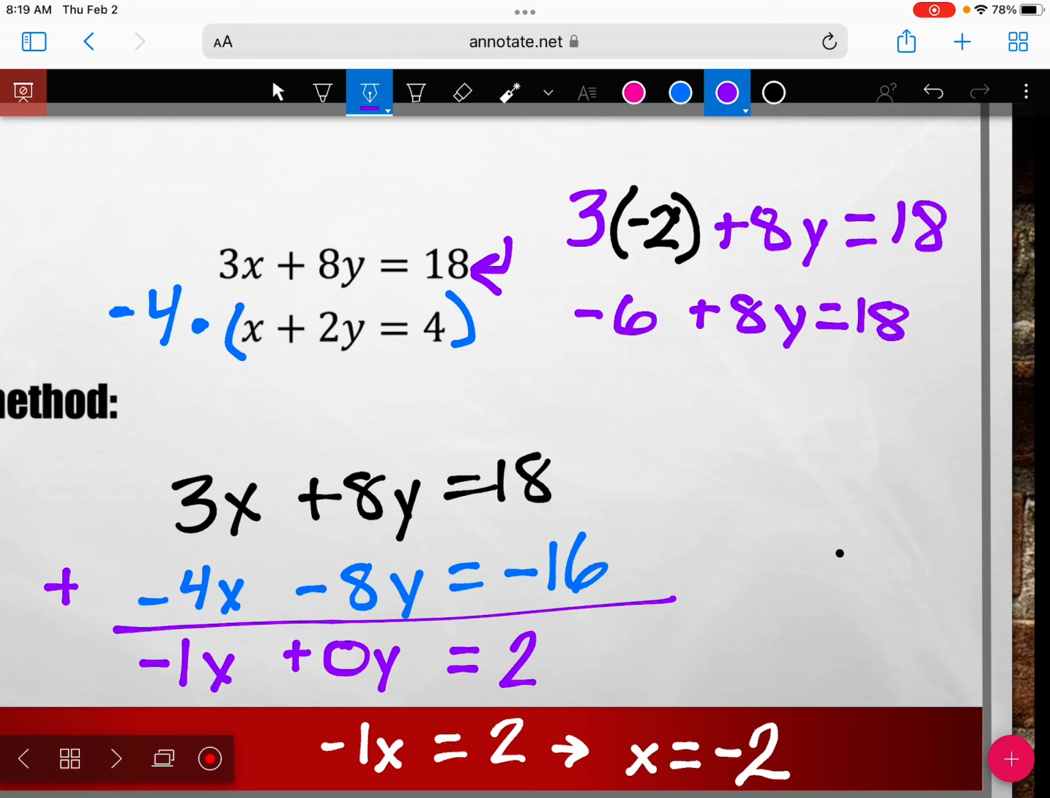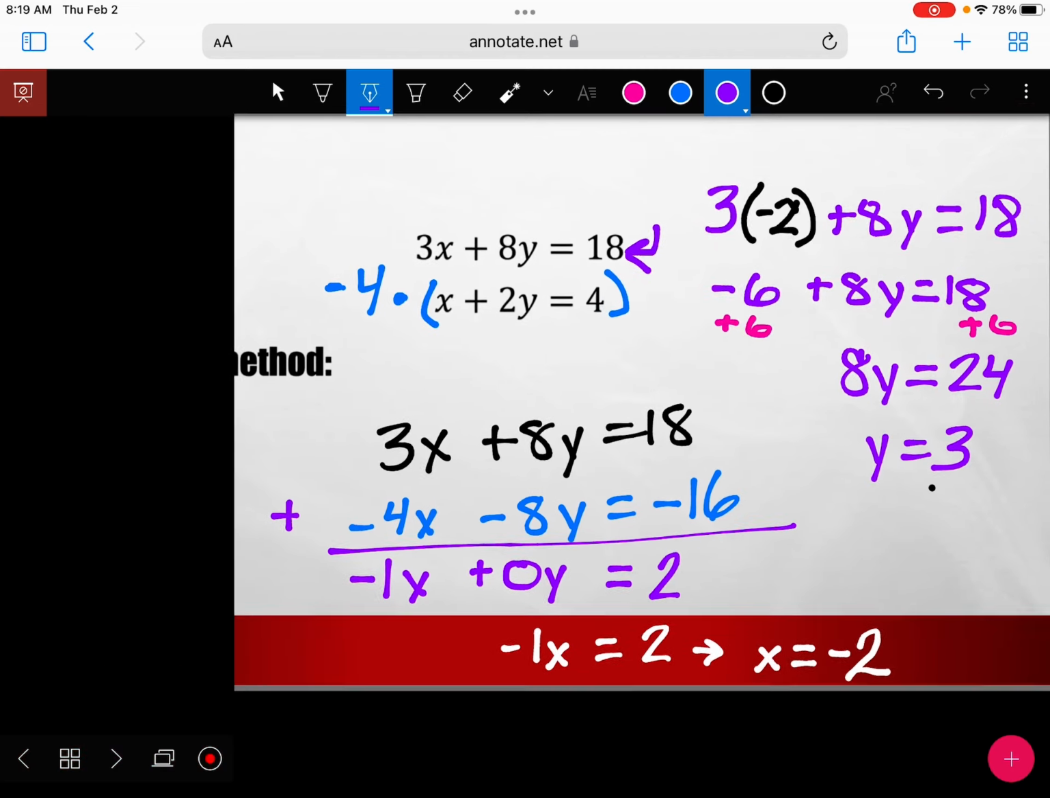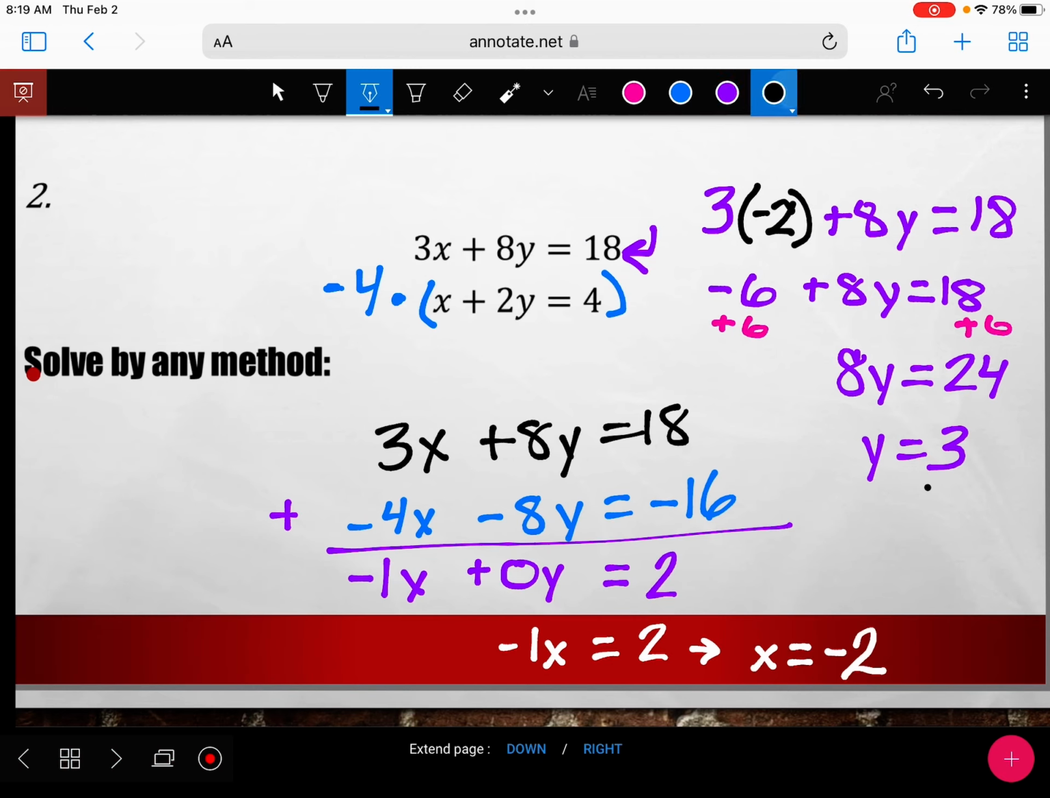What do we get next? Add 6. And we get to 8y equals 24. It's early for mental math, but that's okay. Which means that y equals what? 3. Well, our solution to this system is the point negative 2, comma 3. X, comma y must be x then y.